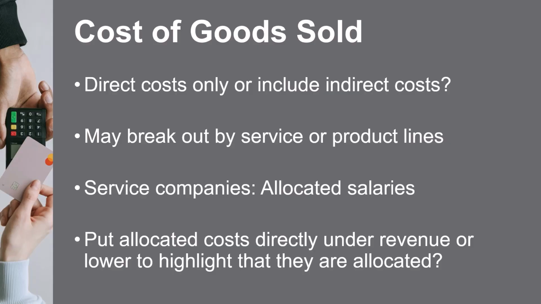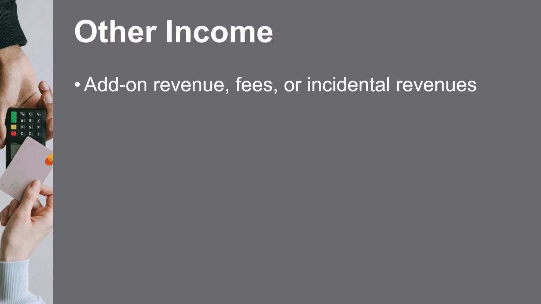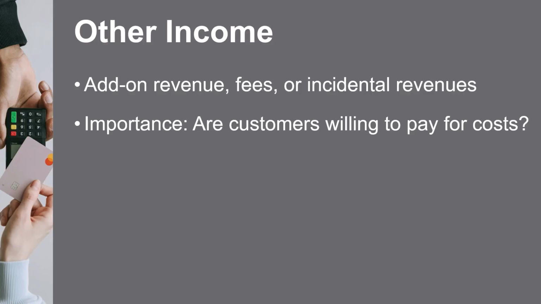Those allocated costs may be put directly under the client revenue or put lower in the income statement to highlight that they are allocated costs. The other income line can include add on revenue, fees, or other incidental revenues. In a banking CPA system, there might be lines for loan fees, deposit fees, and investment advisor fees. These are important for customer profitability because these services come with costs. The company must decide if customers are willing to cover all or part of those costs.